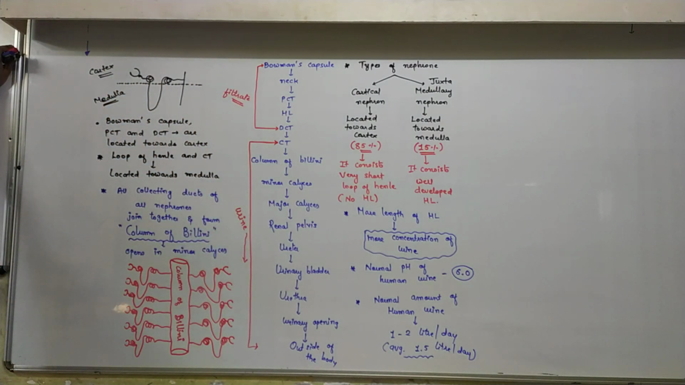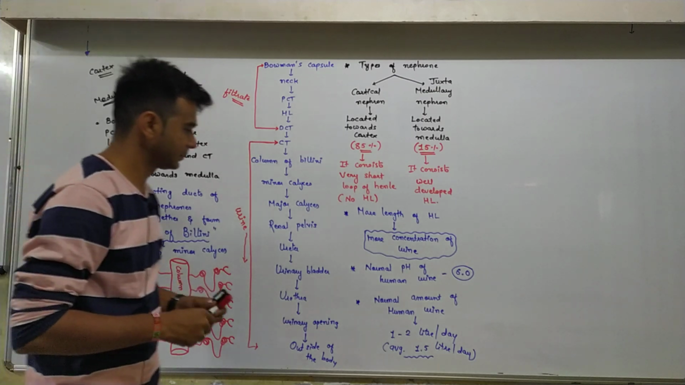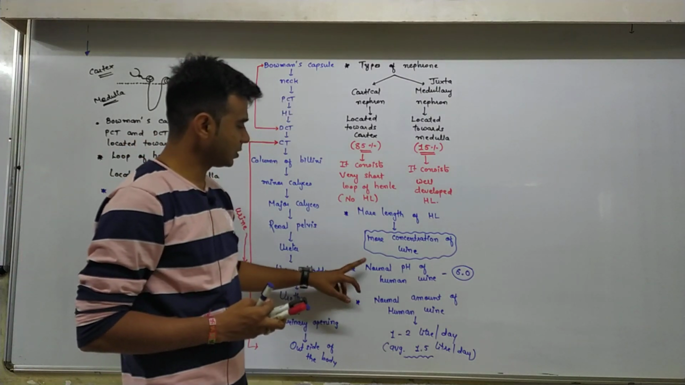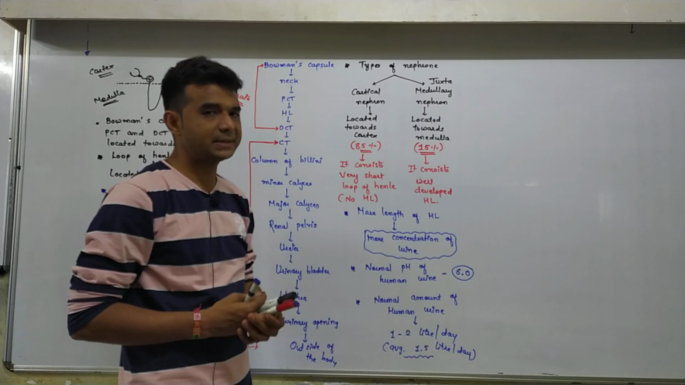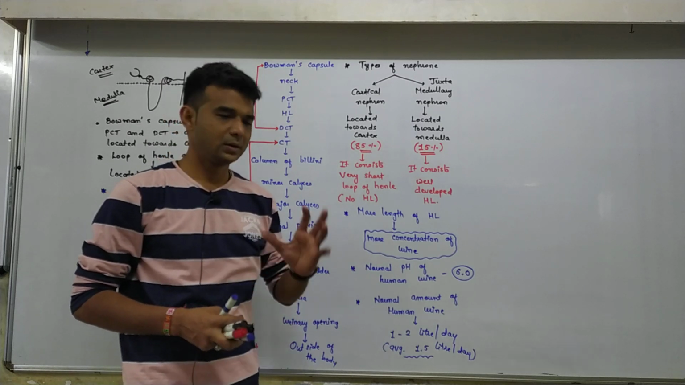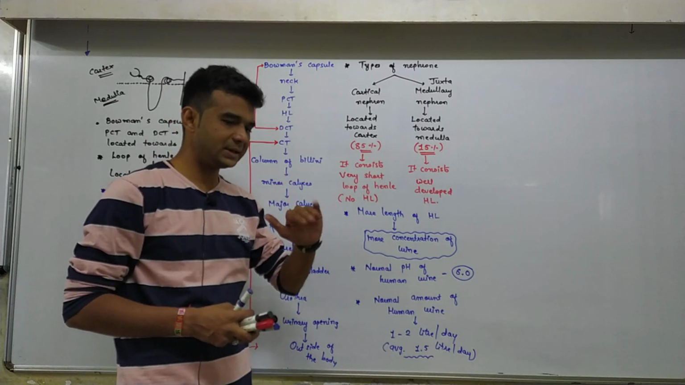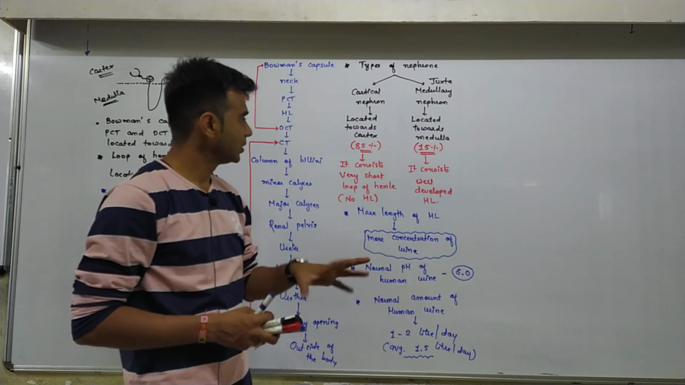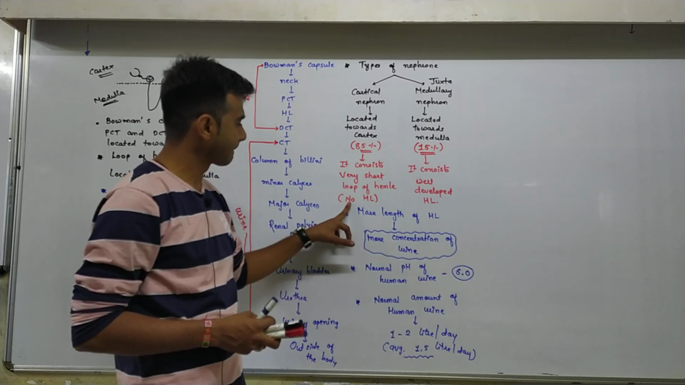Before continuing in detail, the more the length of the loop of Henle, the more the concentration of the urine. So the length of the loop of Henle is directly proportional to the concentration of the urine. But the normal pH of human urine is 6. So normal urine is slightly acidic. So you think about that here.